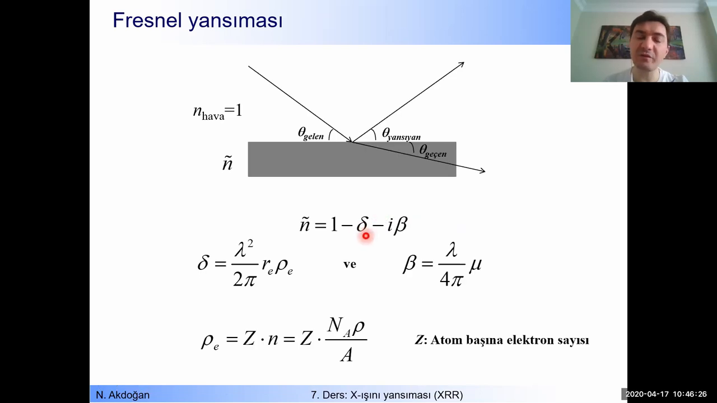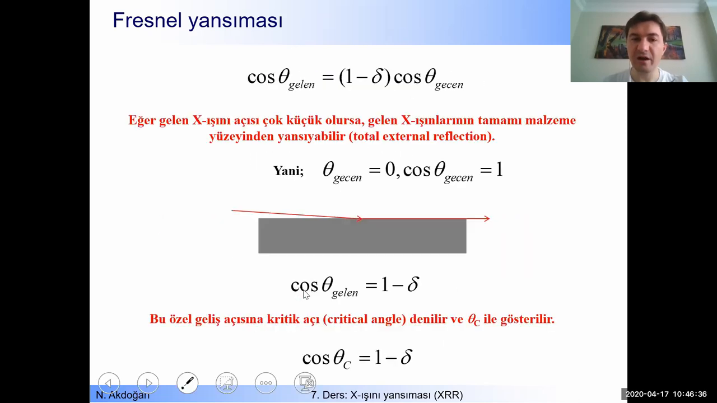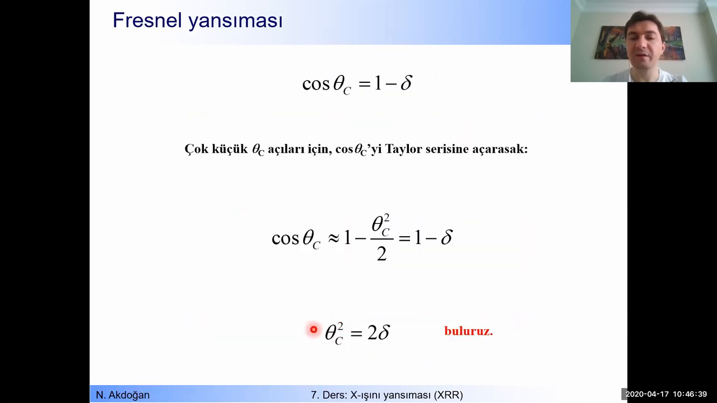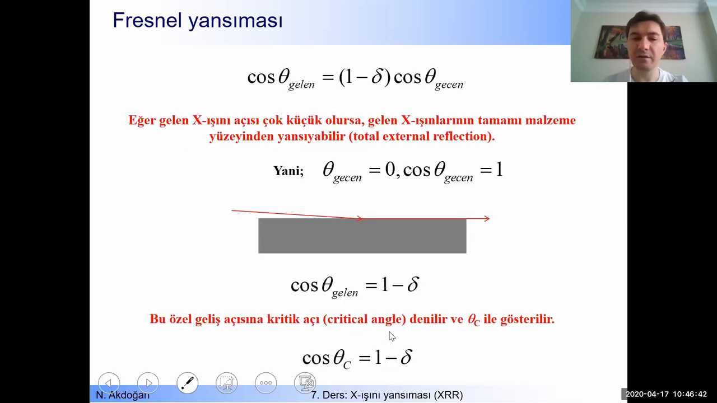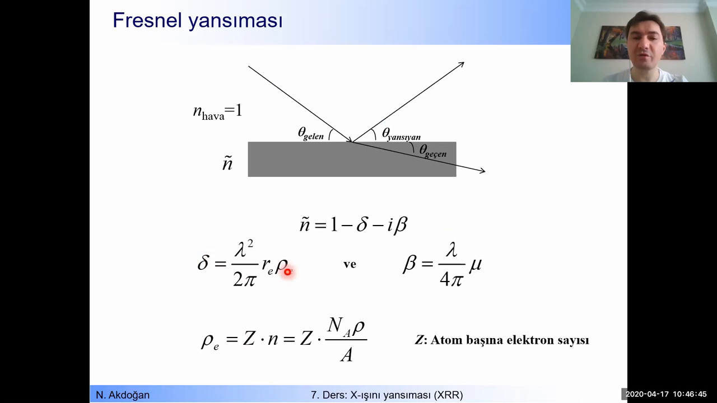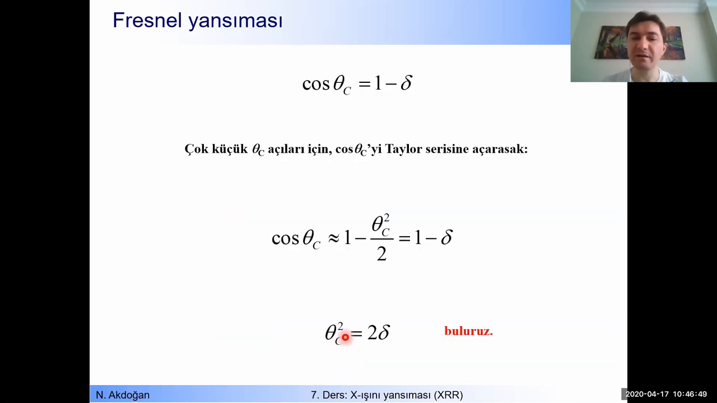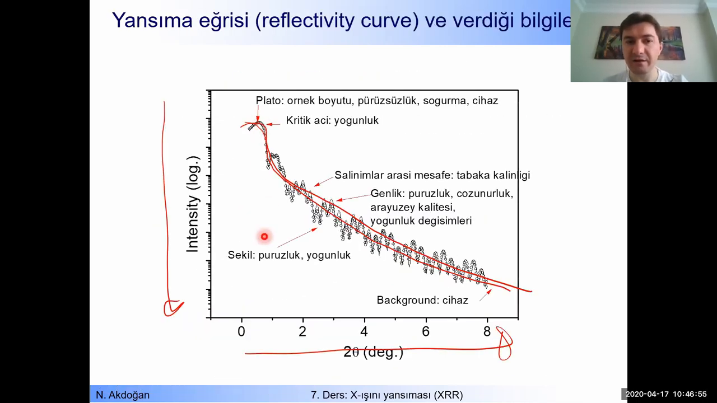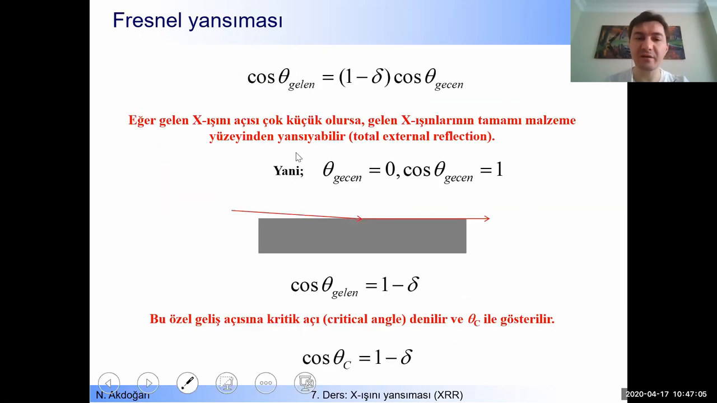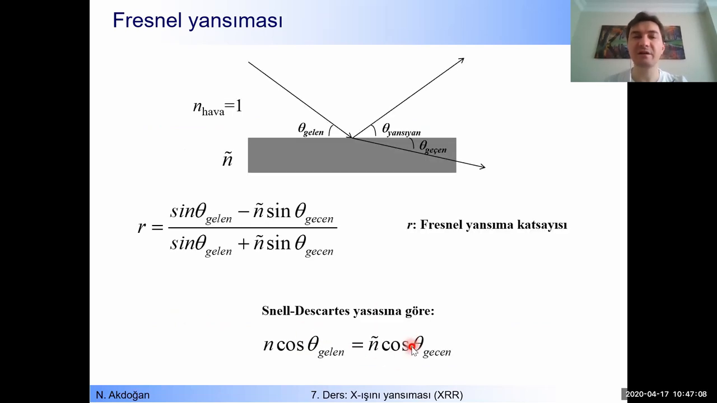So what is this delta? The delta is responsible for the scatterings within that material, and it is proportional to the electron density. So what I have found here is that the critical angle is proportional to delta, and delta is proportional to the electron density. Then I can say that the critical angle is proportional to the electron density. Look at this one. So we have got that relation between critical angle and electron density. I will go into detail later on. So now let's continue with Fresnel reflection.